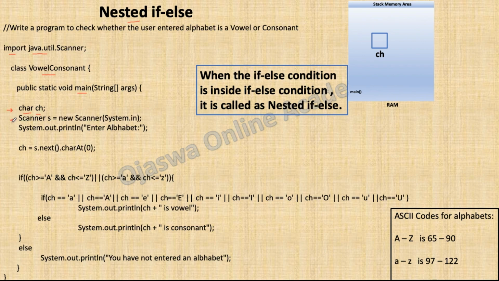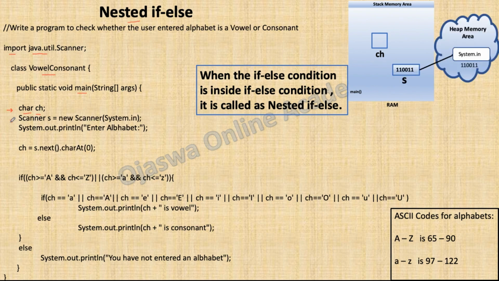Next statement, we are creating an object of type Scanner. The Scanner object is used to accept data from the user. So when this statement is executed, reference variable s is created on the stack and the actual object is created on the heap. This is the reference variable, this is the actual object. We are passing System.in as an argument to the Scanner object. System.in represents the standard input stream, that is the keyboard.